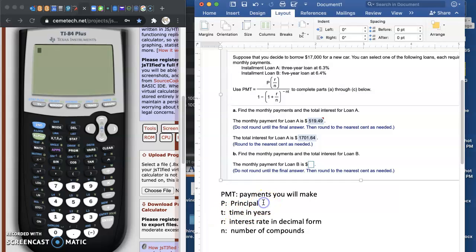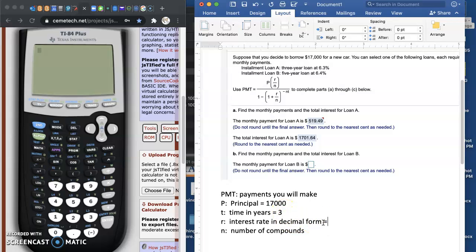In this problem, the principal is $17,000. I'm getting that from right here. And T is the time in years that you will take. For A, it's a 3-year loan at 6.3%. So the time in years is 3 years.